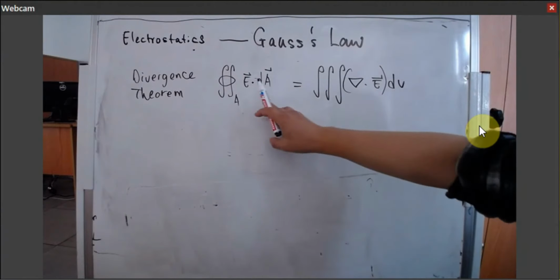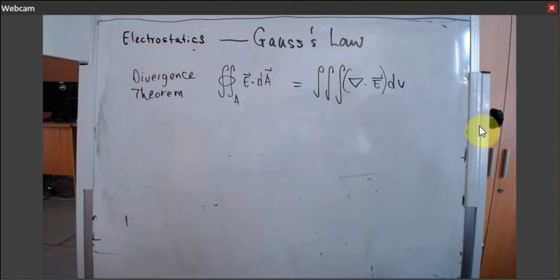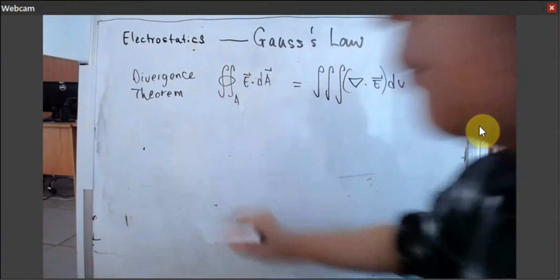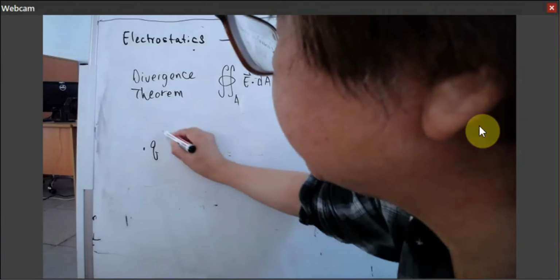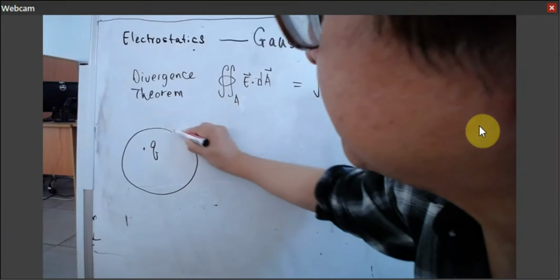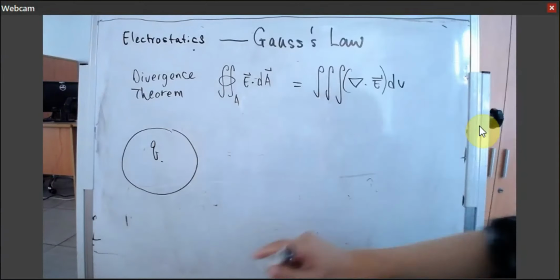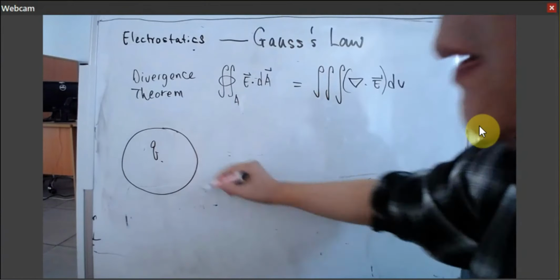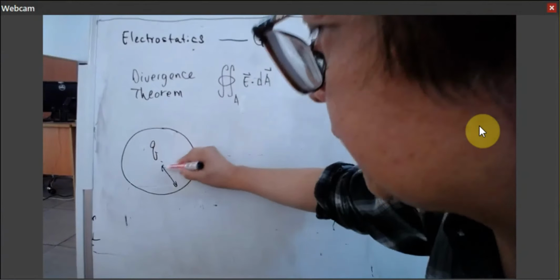And if this vector field is the electric field, then it's going to be very easy now. First of all, let's say we have a point charge in a sphere. Yeah, it's better to put it here. Point charge in a sphere. And the radius of the sphere is d.